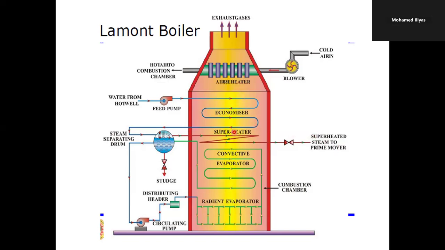And further, the hot gases which is flowing over the superheater tubes is supplied to the economizer tubes where the feed water is preheated so that the thermal efficiency of the plant can be improved. And these hot gases are passing over the air preheater. So air preheater is a device which is used to increase the temperature of air which is supplied to the combustion chamber.